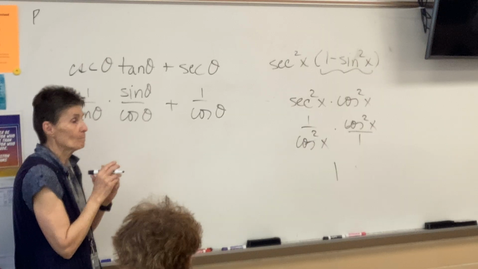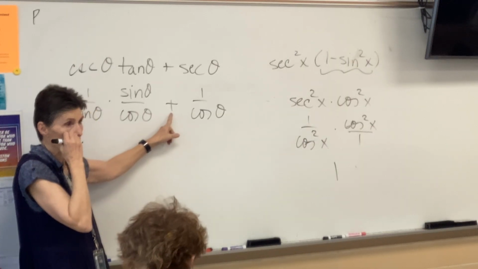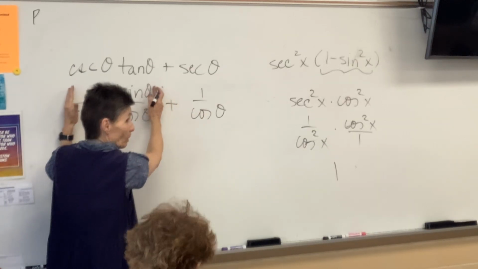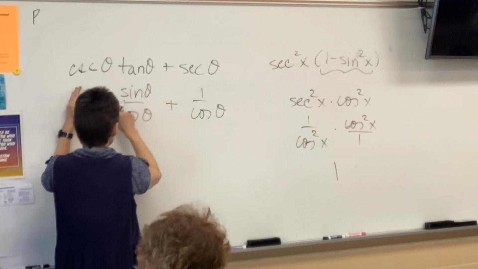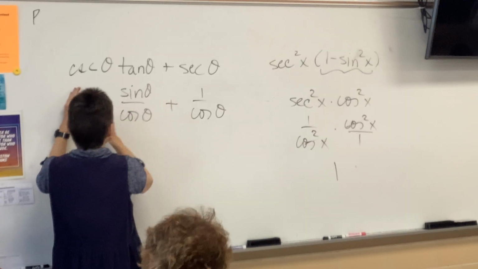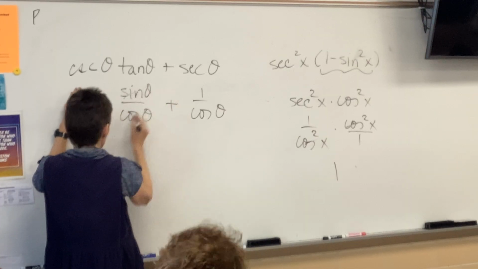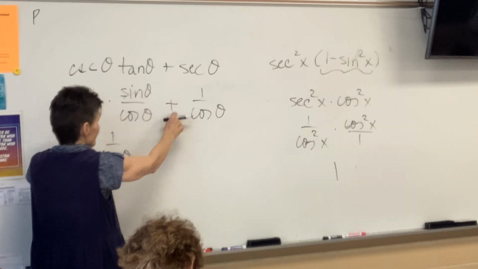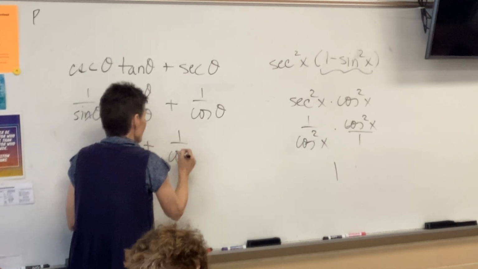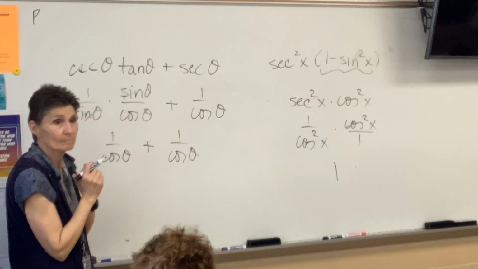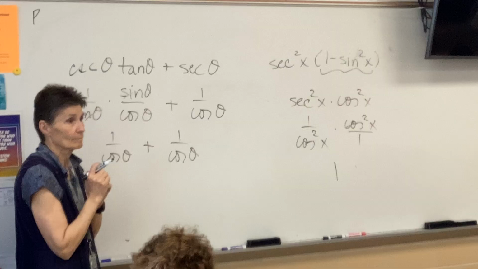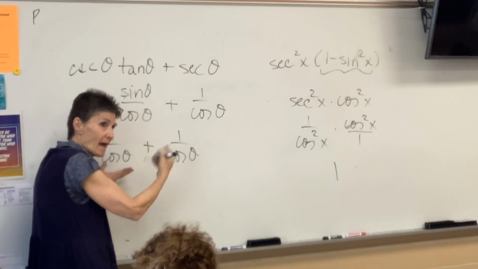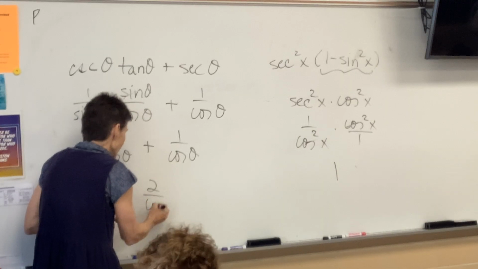Now be careful. See that plus sign right there? That means I'm not going to be able to cancel anything over here, but these two are multiplied. Can I cancel here and these two? Yep. And that's going to leave me with 1 over cosine, and then I have plus another 1 over cosine. They already have a common denominator, so I'm going to add them. So that's 2 over cosine.